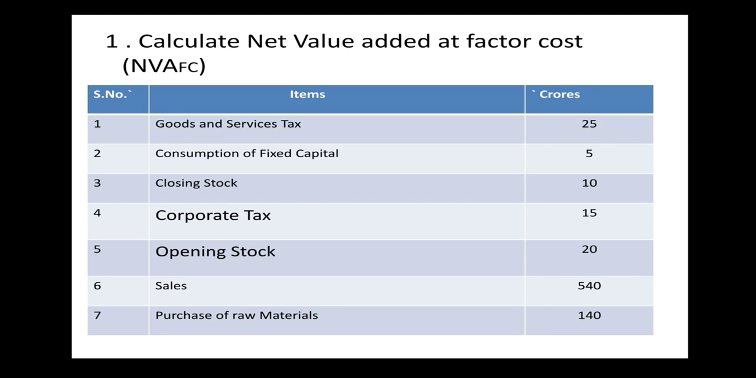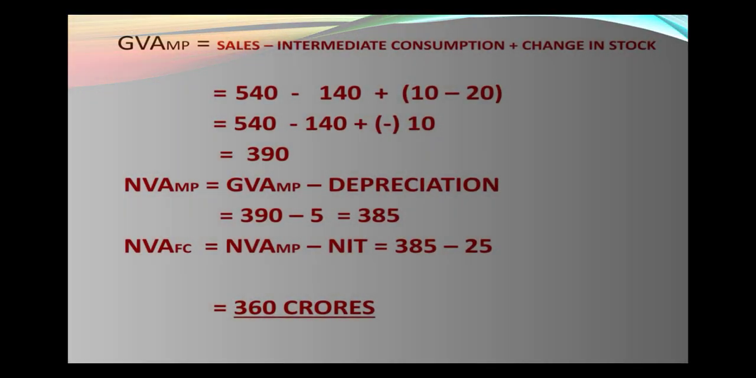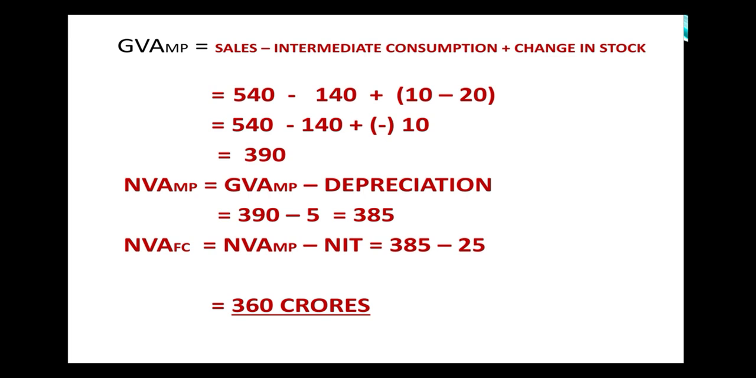In the formula, we will take the sale and we will subtract the raw material cost out of that. So sale minus purchase of raw material, and plus closing stock minus opening stock, the third and fifth items. So according to this formula, we will take these three things only. First is the sale, we will subtract the intermediate consumption, and we will add the change in stock. Change in stock means closing stock minus opening stock, that comes to minus 10.